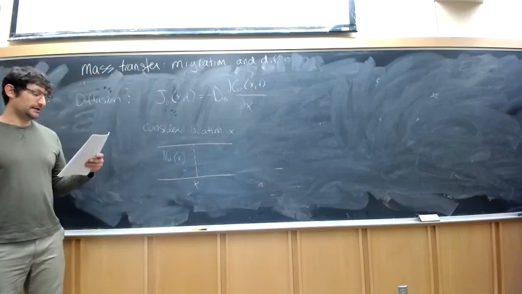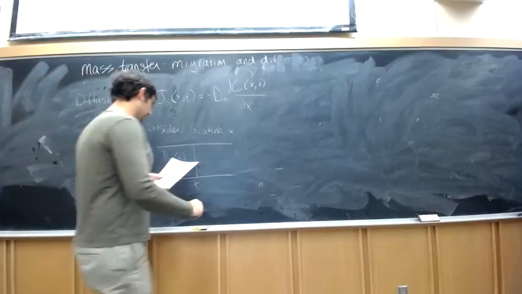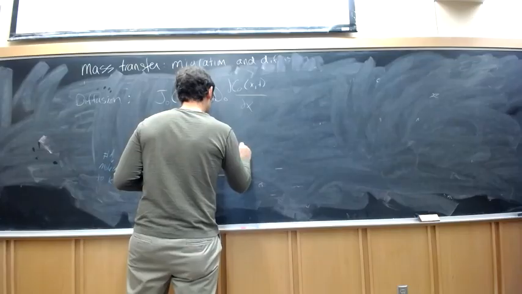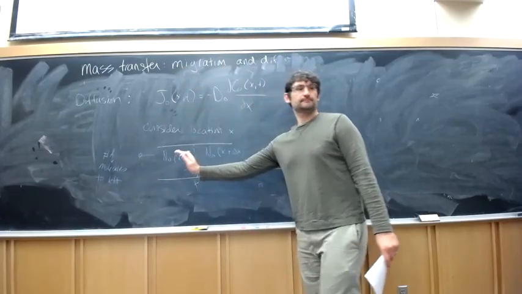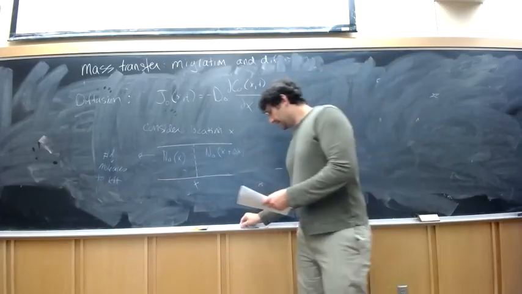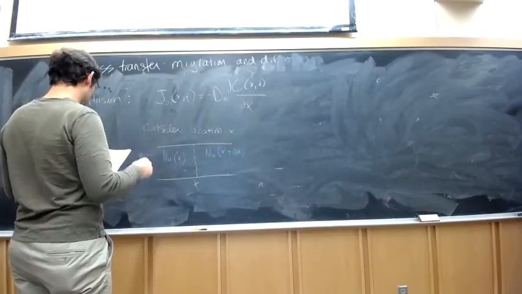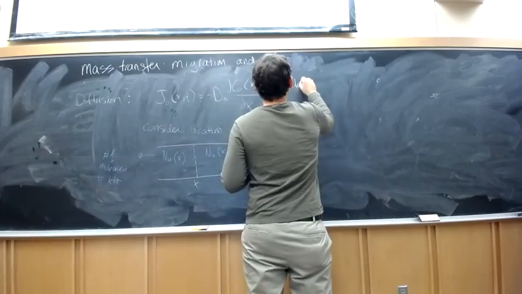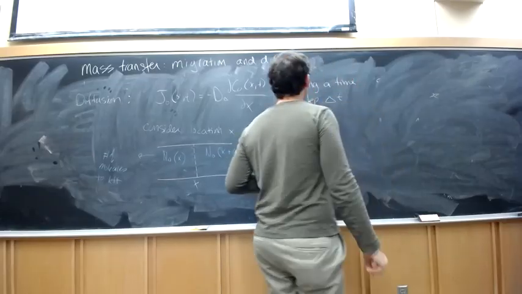This is going to be the number of molecules to the left, and then here I'm going to have N_O of x plus delta x, and this is the number of molecules to the right, and they're different, right? Because there's some gradient in concentration, and this is a very small delta. And so, of course, I have some fluxes that are moving with time due to diffusion. Let's assume, very simply, a time step delta t.